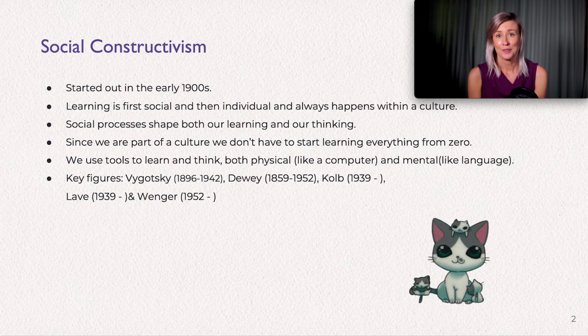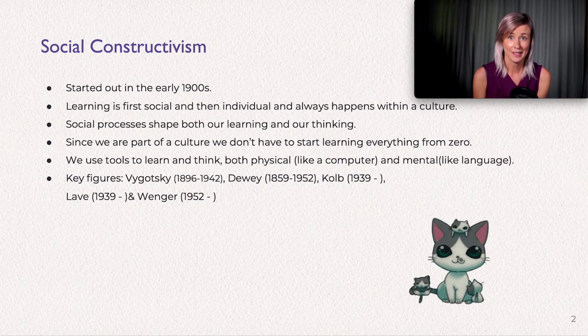Social constructivism started out in the early 1900s. Learning is here seen as first social and then individual, and it always happens within a culture. Social processes shape both our learning and our thinking. Since we are part of a culture, we don't have to start learning everything from zero. We use tools to learn and think, both physical and mental. Some of the key figures here are Vygotsky, Dewey, Kolb, Lave, and Wenger.